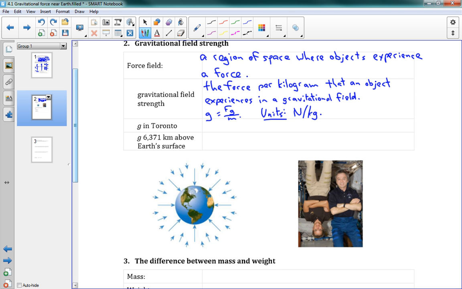Now, when we're talking about g this way, we want to describe it as newtons per kilogram because we're talking about how much force each kilogram experiences. But really, it is the same thing as the 9.8 meters per second squared.